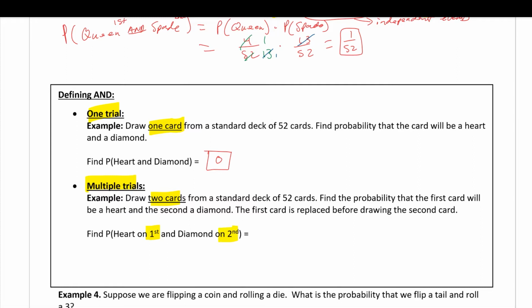So this is the same thing. Again, these are with replacement. The card is replaced. That means these are independent events. So we can use the multiplication rule, which states that the probability of heart on first and diamond on second is the probability of getting a heart on its own times the probability of getting a diamond on its own. Every suit has 13 cards out of 52. Same thing with the diamonds, 13 out of 52. Each one of these fractions is 1/4. 1/4 times 1/4, multiplying across, is 1/16.